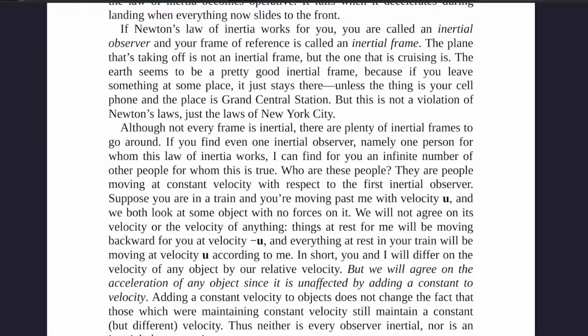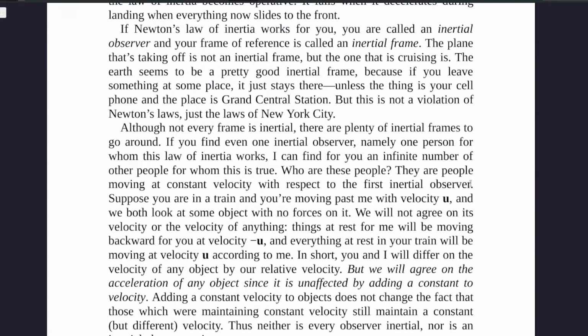The Earth seems to be a pretty good inertial frame because if you leave something at some place, it just stays there, unless the thing is your cell phone and the place is Grand Central Station. But this is not a violation of Newton's laws, just the laws of New York City. Although not every frame is inertial, there are plenty of inertial frames to go around. If you find even one inertial observer, namely one person for whom this law of inertia works, I can find for you an infinite number of other people for whom this is true. Who are these people? They are people moving at constant velocity with respect to the first inertial observer.